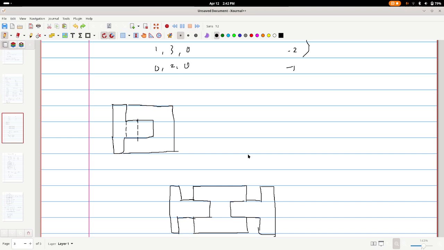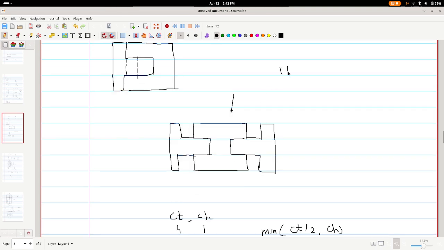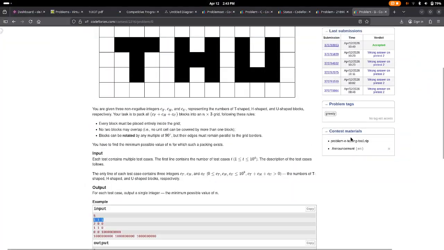But I failed to realize that this is not the optimal solution. Now you may ask why? Because as you can see over here, I can insert two T's in a single H. So if I combine one H and two T's, I can actually save two spaces. Why? Because I'm saving one space over here and I'm saving one space over here. I can show you my code as well.